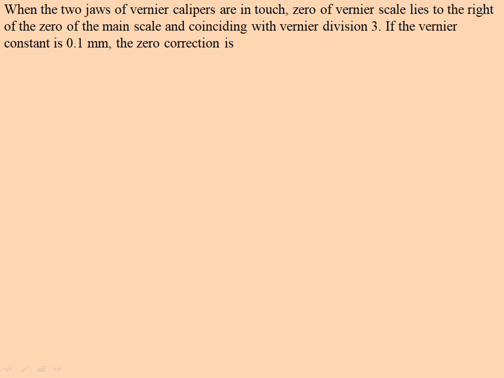Now look at this question. When the two jaws of vernier calipers are in touch, 0 of the vernier scale lies to the right of 0 of the main scale. That means, if suppose we are assuming this as 0 of the main scale, then 0 of the vernier scale is to the right of main scale. That means we'll call this as positive error. This zero error is positive zero error.